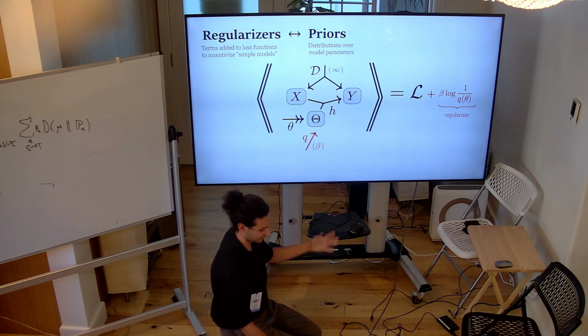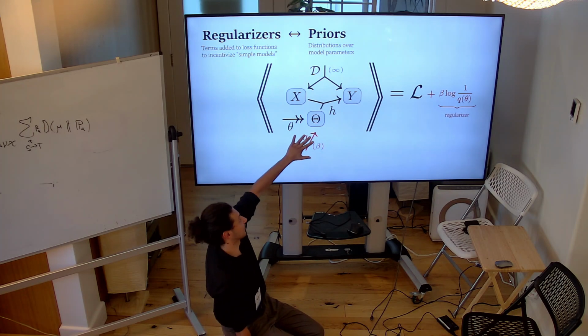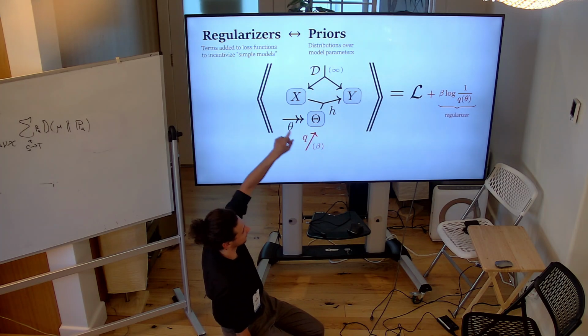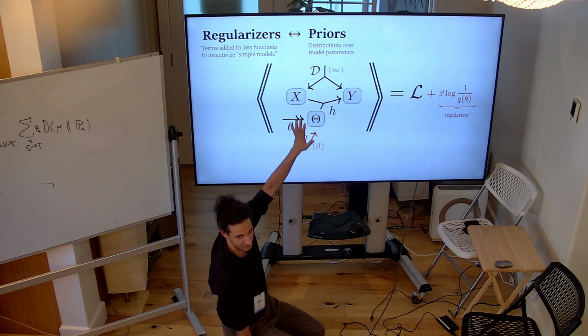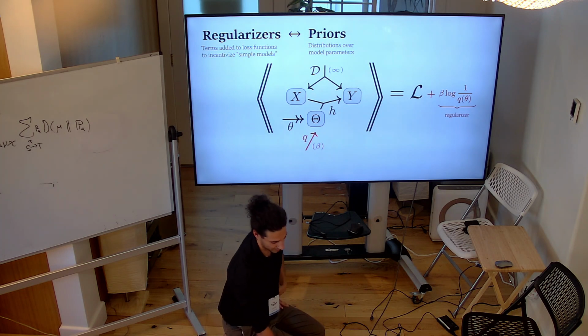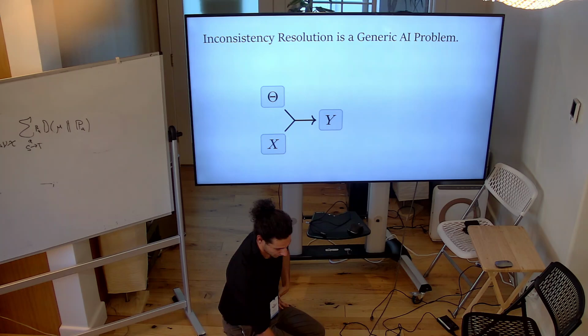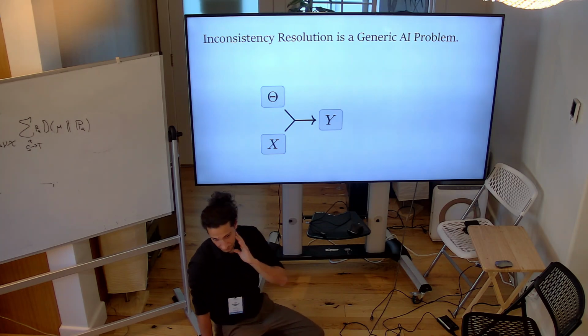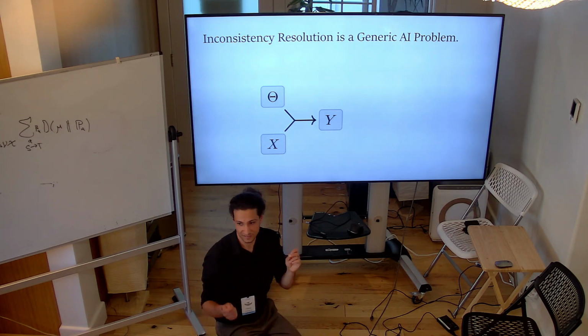So regularizers are terms added to loss functions that are just functions of the parameters to incentivize simple things. Priors are distributions over parameters. Here's one way of seeing why they coincide with each other. So in light of this, let's think about what it means to resolve inconsistencies.